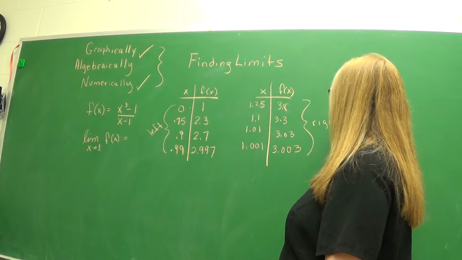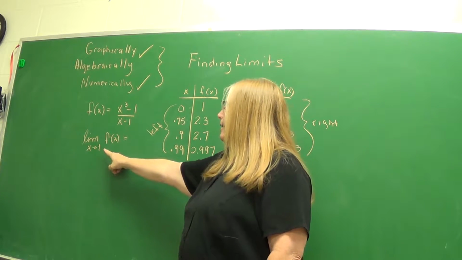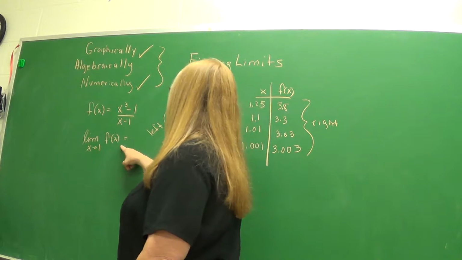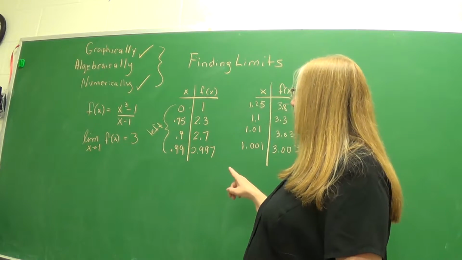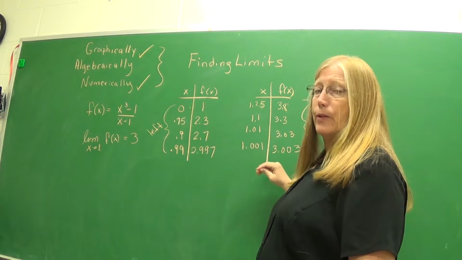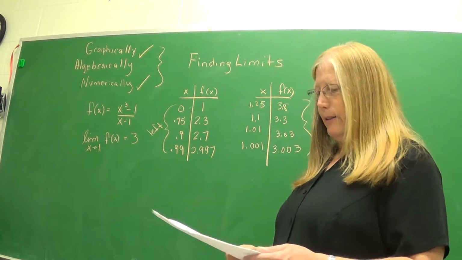So numerically, we have observed that the limit does exist, and the limit as x approaches 1 of this function is 3. Now, if you find that the number from the left differs from the number from the right, then we say it does not exist.